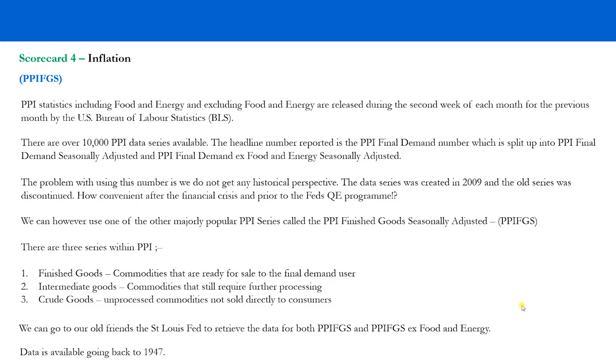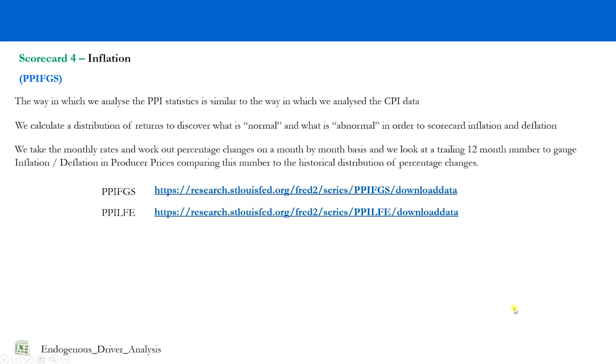So where do we actually get this data from? Well, we get it from the 2 links here. If you go to the top link, we can get the PPI, including food and energy, from the St. Louis Fed here from this link, and X food and energy from this link. We'll go to the links in a moment.